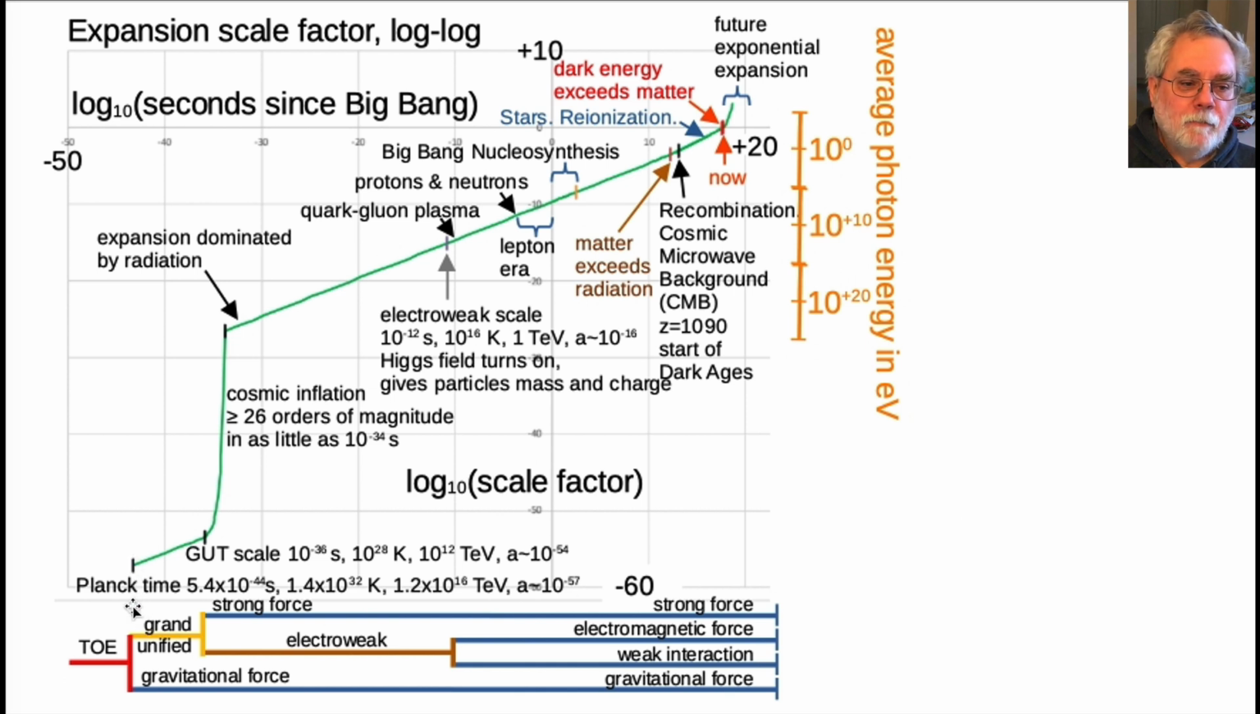At the Planck time, here, 5.4 by 10 to the minus 44 seconds after the Big Bang, at the lower left of the green curve, the universe was extremely hot and dense. Temperature was 10 to the 32 Kelvin. Radiation average particle energy was 10 to the 16 tera-electron volts. Though whatever particles existed then were not photons.